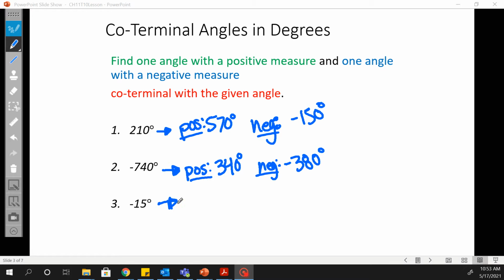And negative 15. So a positive and a negative measure. Well, if I want a negative measure, I can subtract 360. So negative 15 minus 360 is negative 375. And if I want a positive measure, I would have to add 360. So adding 360 gives me positive 340 degrees. So for each one of these, I have a coterminal angle that has positive and negative measure.